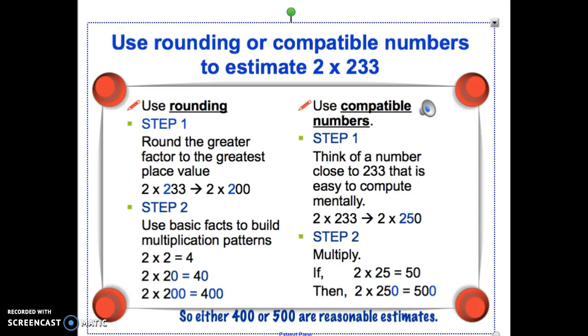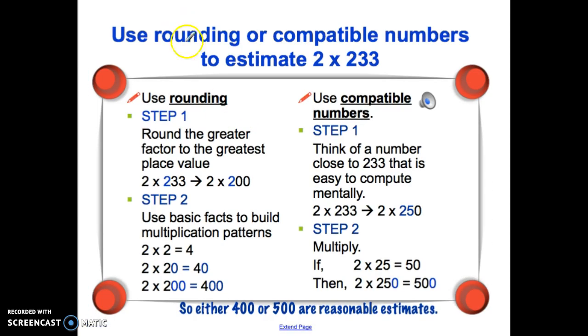All right, so we can do two different ways of estimating. We can use rounding, or we can use what we call compatible numbers. For the most part, we're going to be using rounding, but I'm going to show you the compatible numbers one as well. In this first one, we're going to estimate 2 times 233. That's a big number. But first, let's look at rounding.